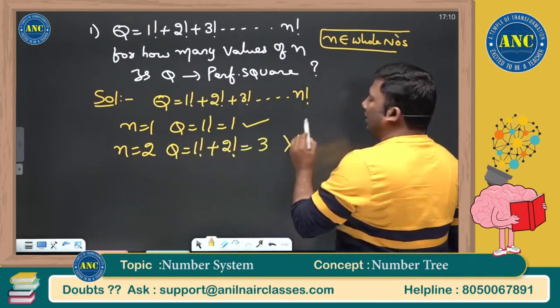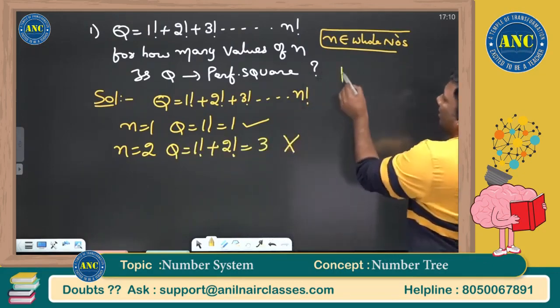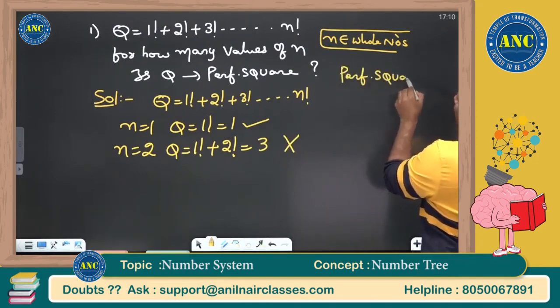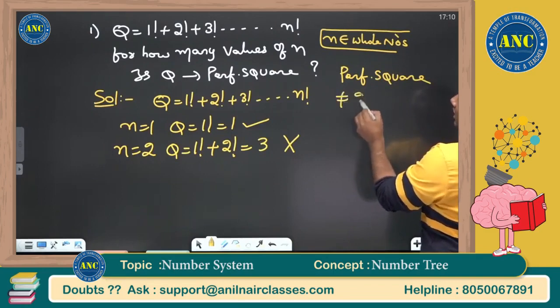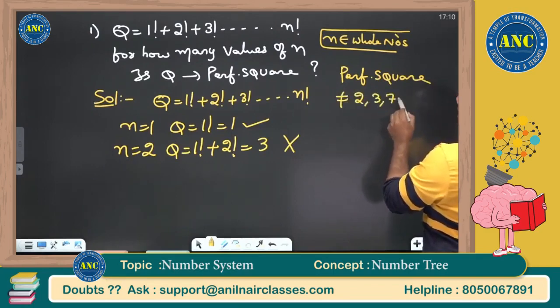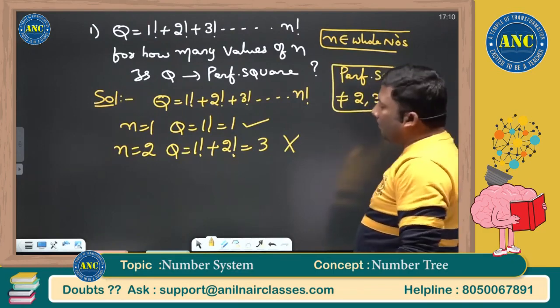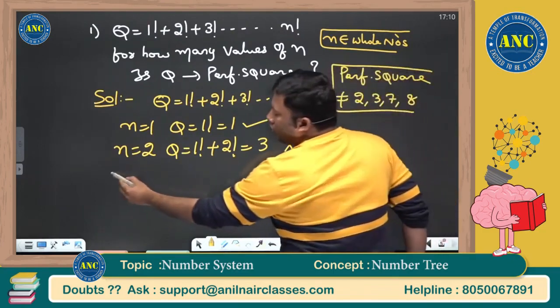1 plus 2 is 3. 3 is not a perfect square. Why? Because a perfect square never ends with 2, 3, 7 or 8. Any number ending with 2, 3, 7 or 8 is not a perfect square. So n equal to 2 is out.